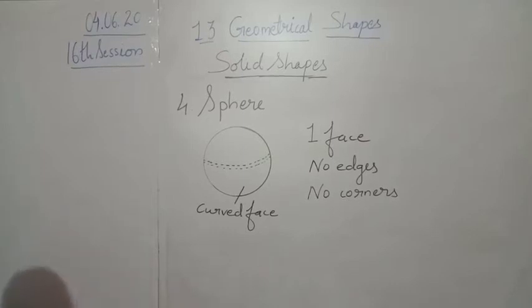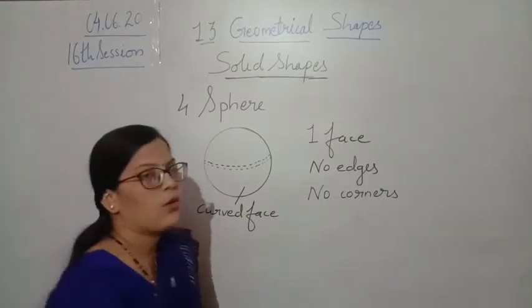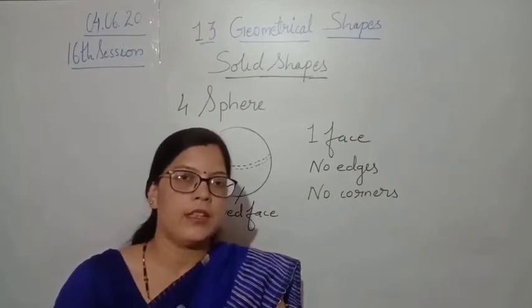So our next shape is cone. The fifth solid shape is cone.